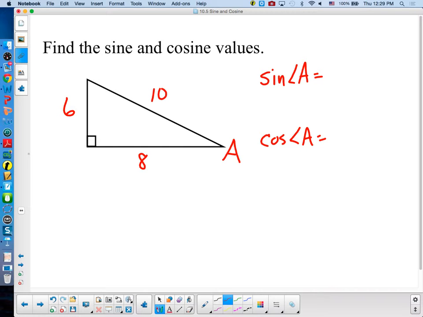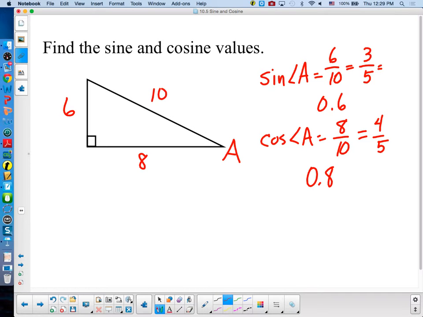Okay, sine was 6 over 10. If you reduced it, it was 3 over 5. And in decimal was 0.6. If it said to 4 decimal places, you'd fill in zeros. Cosine of A, 8 over 10. Maybe you reduced it, 4 over 5. Decimal was 0.8. Question on that one?